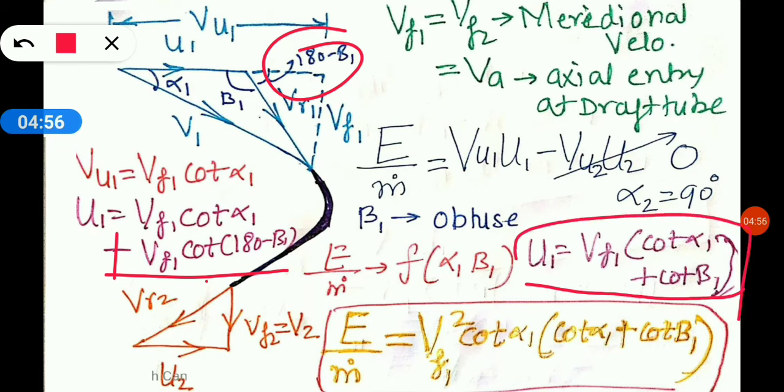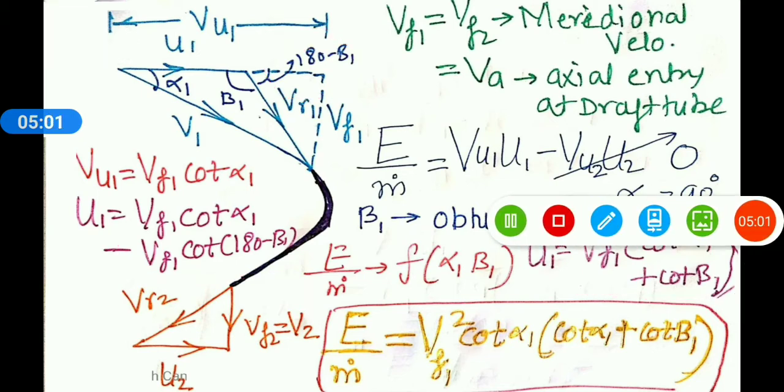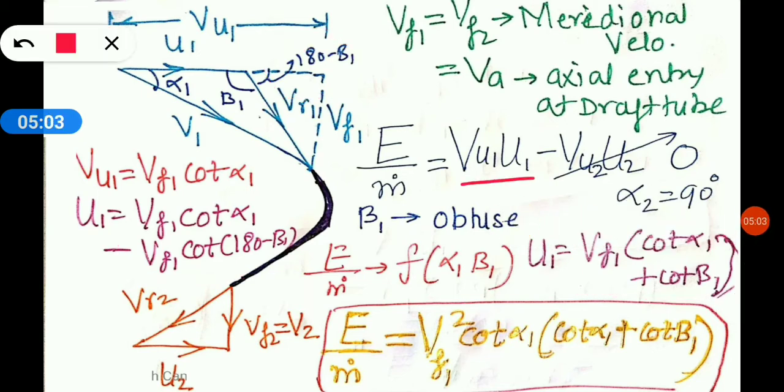Fine, so you will be putting this value here in this equation, and when you put this value here in this equation, what you will get is this, that is Vf1 square into cot alpha 1 into (cot alpha 1 plus cot beta 1). Fine. So this we have to keep in mind: Vf1 square into cot alpha 1 into (cot alpha 1 plus cot beta 1). So in this way we have represented the energy supplied by the water to the runner in terms of flow velocity, guide blade angle, and the runner blade angle.